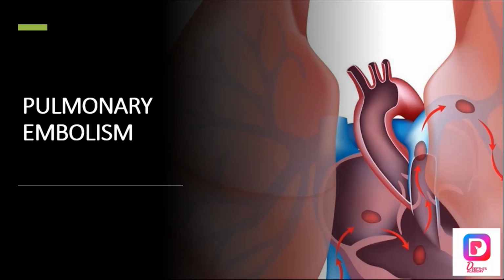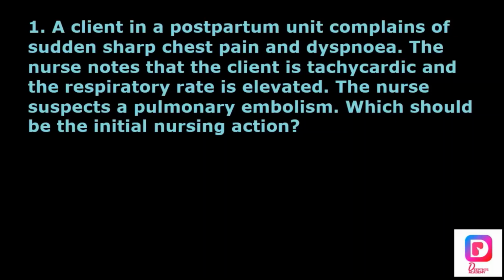Let's move on to the questions which may come under pulmonary embolism. Let's discuss our first question. A client in a postpartum unit complains of sudden sharp chest pain and dyspnea. The nurse notes that the client is tachycardic and the respiratory rate is elevated. The nurse suspects a pulmonary embolism. Which should be the initial nursing action? Here, the patient in the postpartum unit shows signs and symptoms that correlate with pulmonary embolism. What must the nurse do on the basis of priority? Let's see the options one by one.